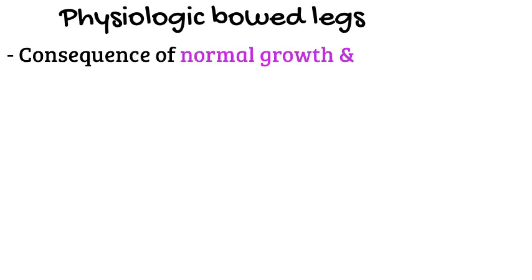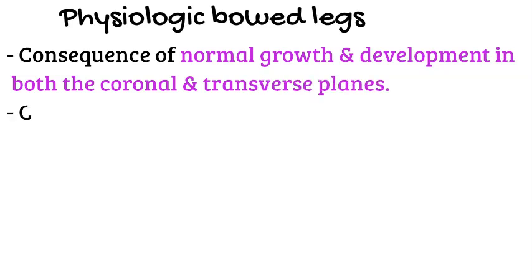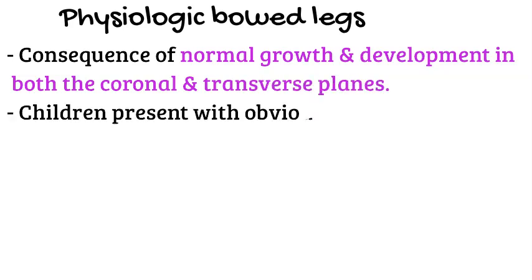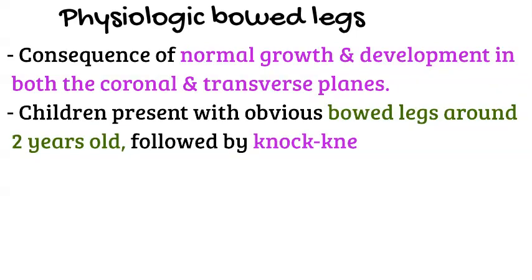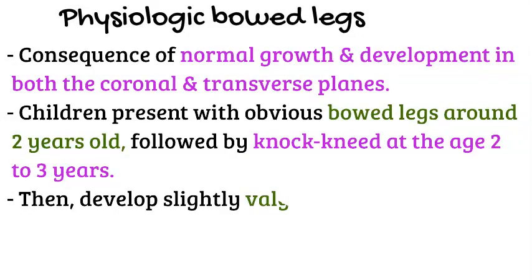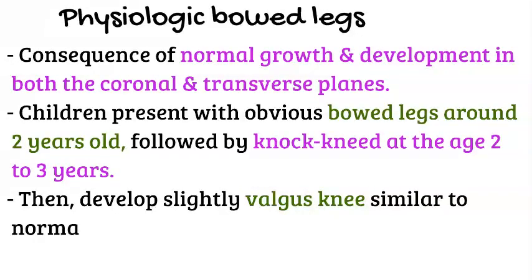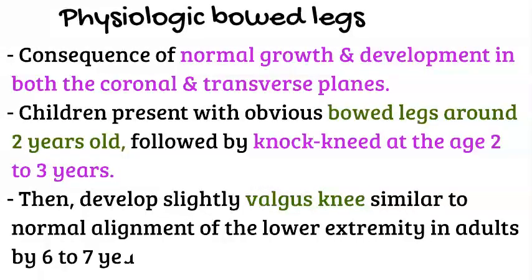Physiologic bow legs is a consequence of normal growth and development in both the coronal and transverse planes. Children present with obvious bow legs around 2 years old, followed by knock knee at the age of 2 to 3 years. Then, they develop slightly valgus knee similar to normal alignment of the lower extremity in adults by the age of 6 to 7 years.